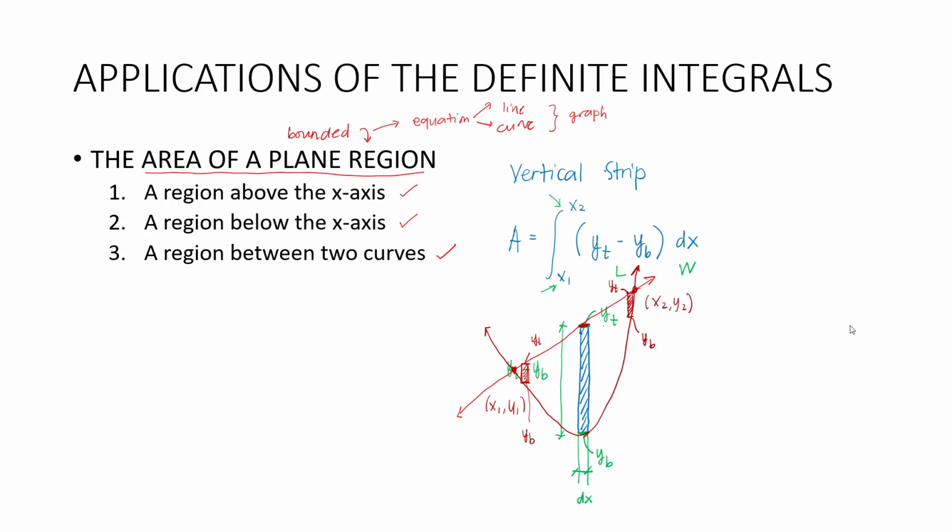The other formula is the formula for the horizontal strip. Let me write it first. The area is equal to the integral of x right, the right portion of the strip, minus x left, dy, from y1 to y2. Okay, so the horizontal strip would be in this manner.